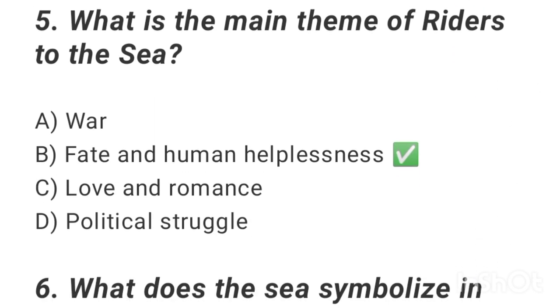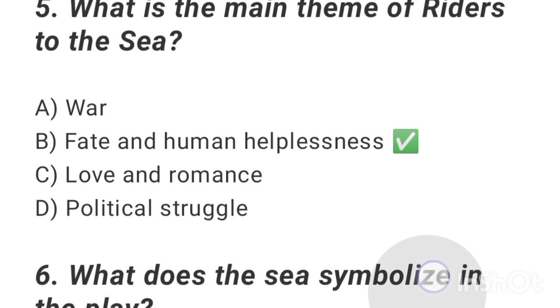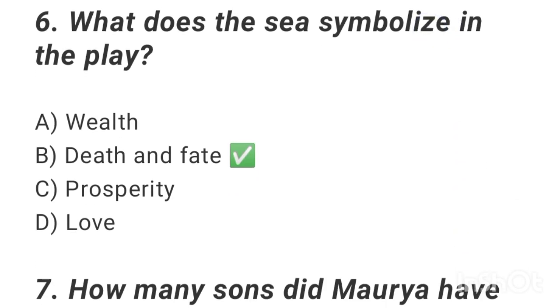Next question, what is the main theme of Riders to the Sea? The main theme is fate and human helplessness against the sea. And next question, what does the sea symbolize in the play? Here the sea symbolizes death and fate.